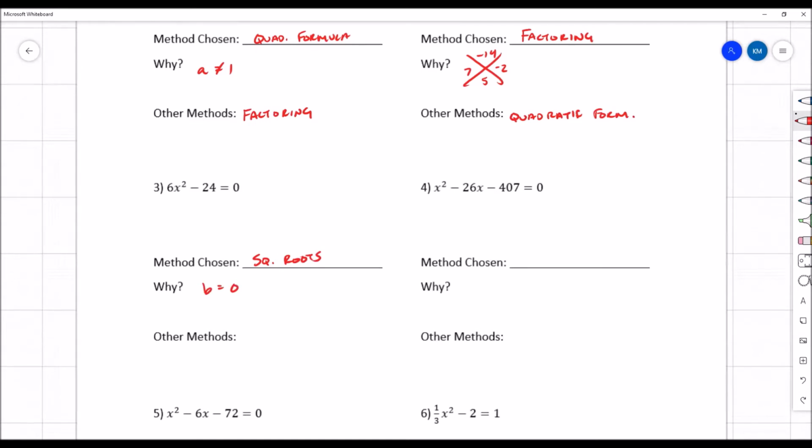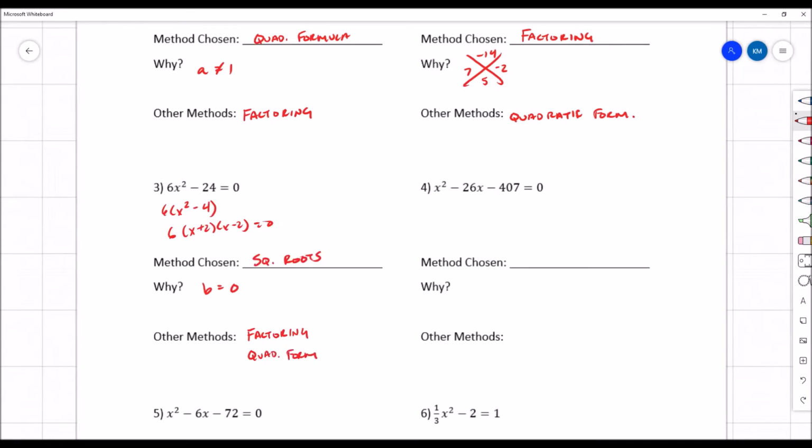You could also factor this one. As I looked at this problem, I could say, hey, I can factor 6 out. It gives me x squared minus 4, and that is a difference of squares, x plus 2, x minus 2 equals 0. So you could, but notice that factoring isn't as simple as taking the square roots. So you could factor. You could use the quadratic formula.